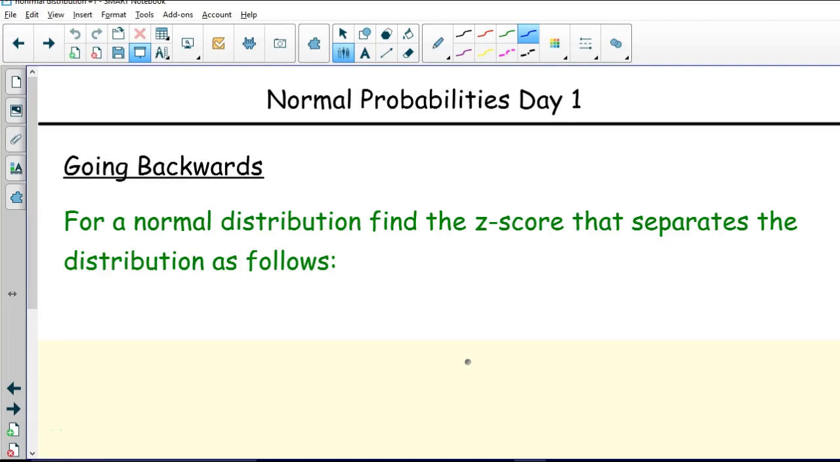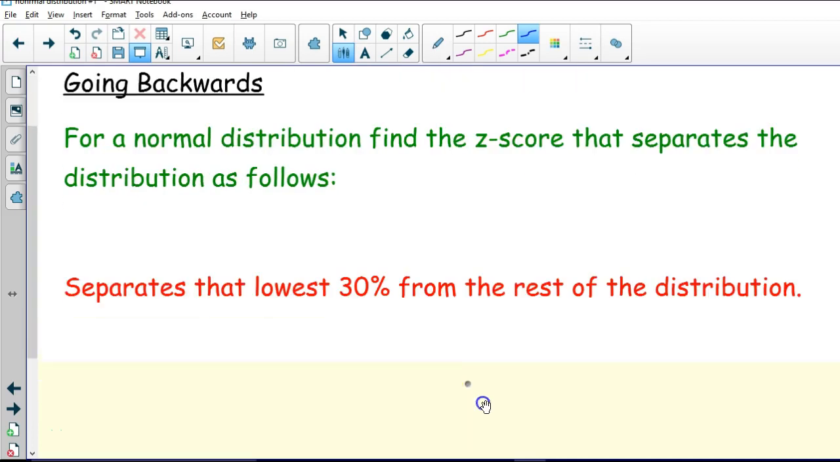Okay, so basically what we want to do to go backwards is we're going to be given a percentile, and you'll see that right here. So I'm going to pause right now. I want you to write this down. We're going to find out the z-score that separates the lowest 30% from the rest of the distribution.